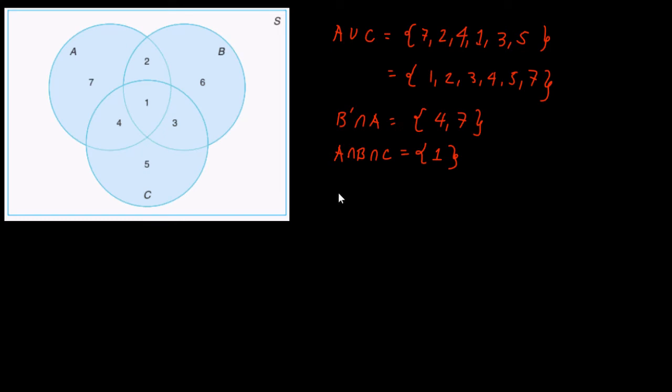Next, we have A union B, also intersecting the complement of C. So a little harder this time. We have A union B. The union of A and B includes all the elements that are common to A and B, including the A and B elements themselves, the combination of the elements of A and B. So we have 1, 3, 4, 2, 6, and 7.